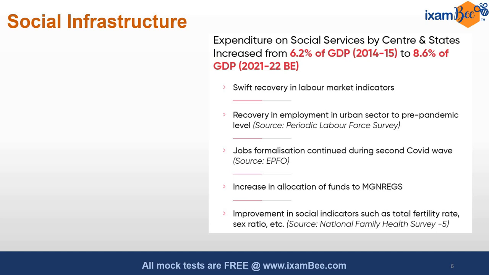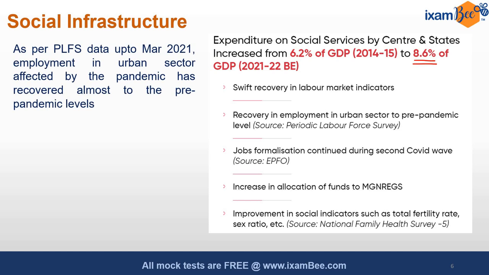Here there has been a highlight that the expenditure on the social services has increased to 8.6% of the GDP. Right. Some of the social infrastructure related subsectors that they have talked about are employment in the urban sector and employment in the rural sector, because employment was badly hit because of COVID. There has been some recovery seen in the urban sector already.